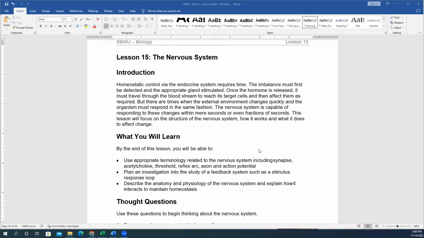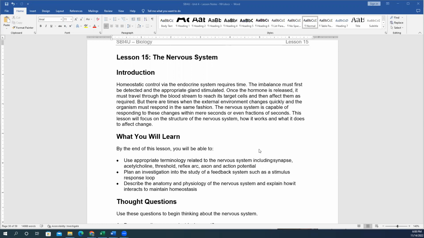the endocrine method of regulating and establishing balance requires some time. That imbalance has to first be detected, and then you have to have a stimulation of the appropriate glands. And once those glands are stimulated, they have to release their hormone. Then the hormone has to take some time to travel through the bloodstream to eventually reach its target cell and affect them and bring about the signal that's required.